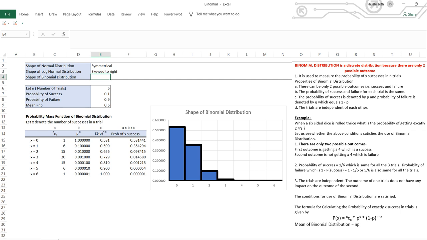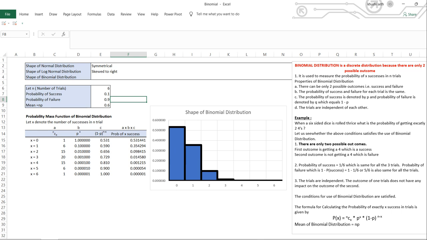Let us take a small example here. Say there are six trials, that is, my n is 6. The probability of success is 0.1, and the probability of failure is 0.9. The mean is obviously the probability of success times the number of trials, that is 0.6. Now I have drawn up the probability mass function of the binomial distribution, and I am plotting it on a histogram here.